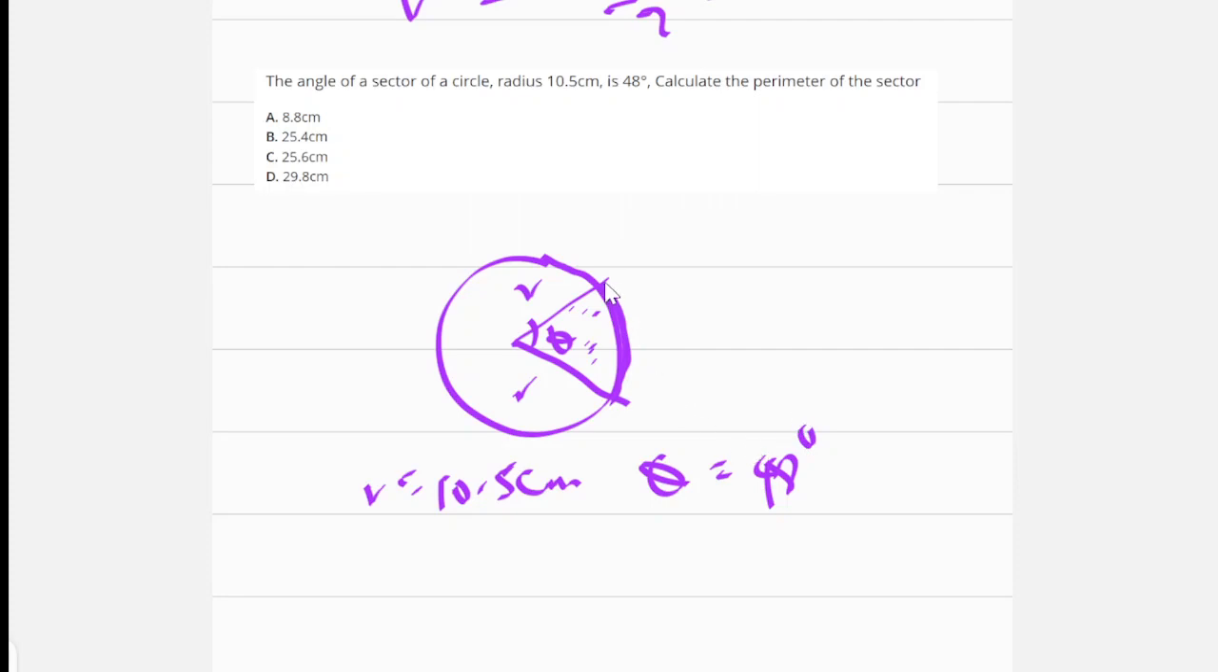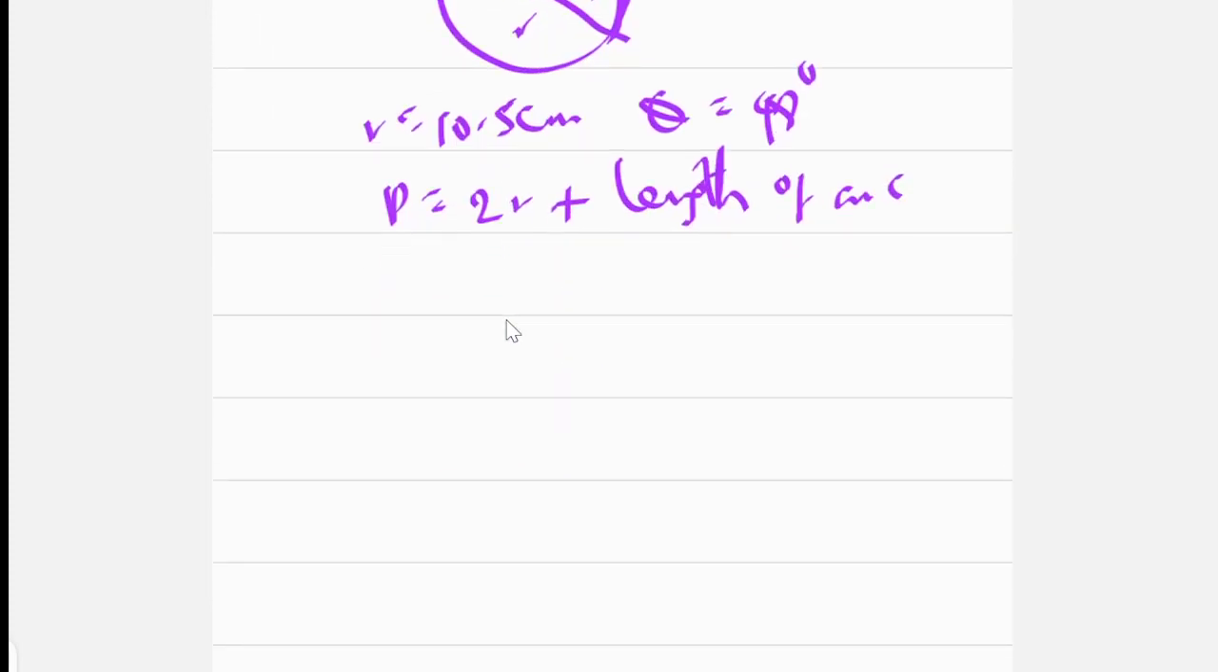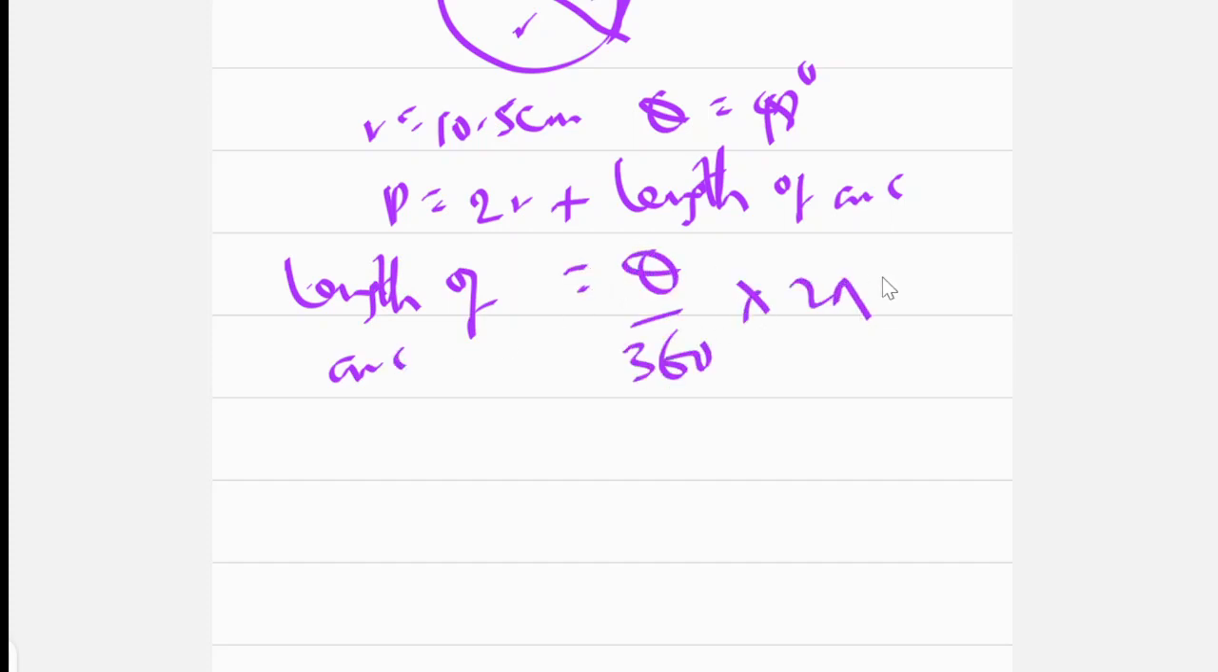The perimeter of the sector will be the sum of the arc and the two radii, and that's why we have the perimeter of a sector to be 2r plus length of an arc. And don't forget, what is the formula for length of an arc? Anybody? So the length of an arc is theta divided by 360 degrees multiplied by 2 pi r.